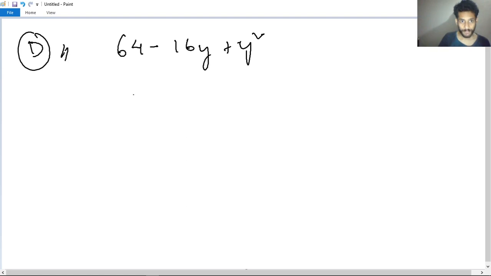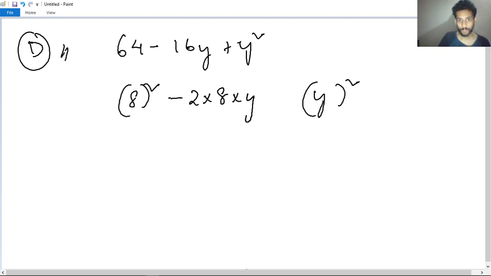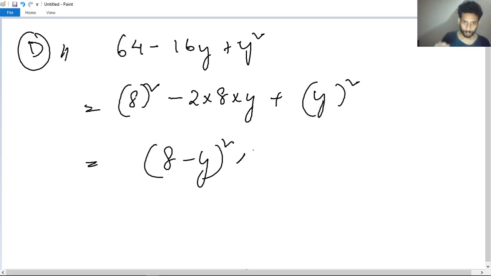Now here, 64 is 8 square and this one is y square, so the middle part will be minus twice into 8 into y plus y square. So now if I take common, it is x minus y whole square. So this is the answer.